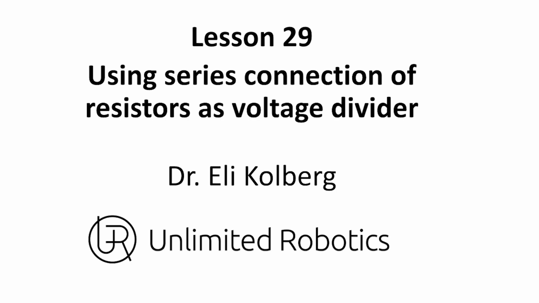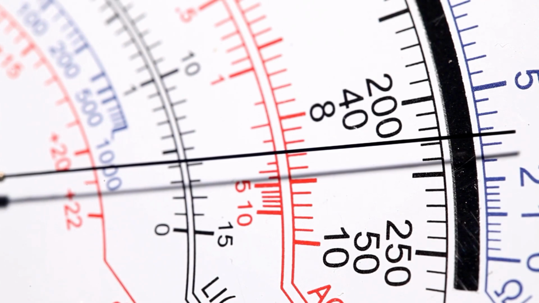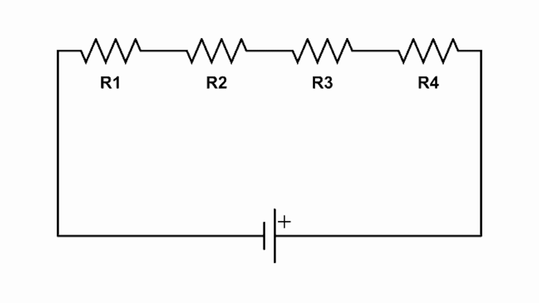In this video, I will talk about using series connection of resistors as a voltage divider. Sometimes there is a need to supply the load with voltage that is smaller than the source voltage. One solution is to use resistors in series connection such that the required voltage will be the voltage drop on one resistor.